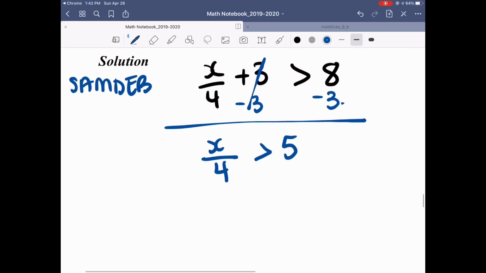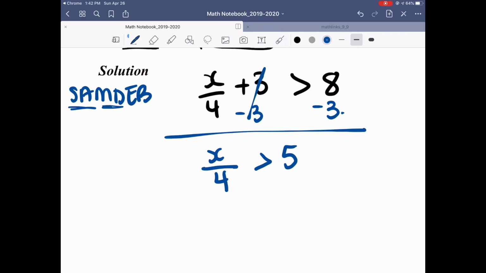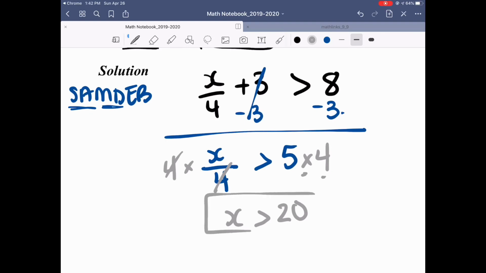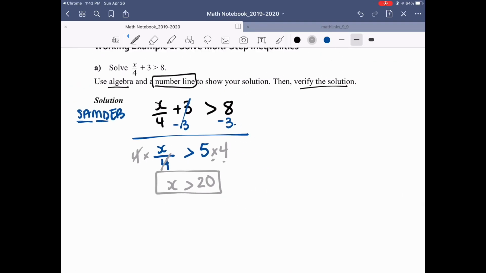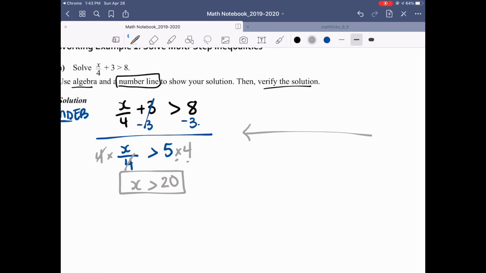Our next step after addition and subtraction is multiplication and division. So x is being divided by 4, so the opposite is to multiply by 4. What you do to one side, you do to the other. We're multiplying by a positive number, so we keep the inequality the same. 5 times 4 is 20, so x is greater than 20. And then the next step is to put it on a number line.